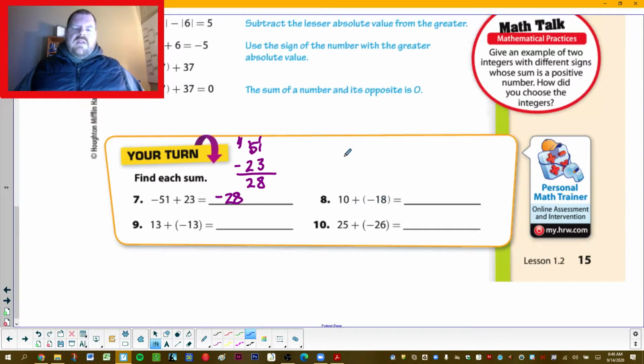10 plus negative 18, I'm going to think about 18 minus 10, which is 8. 18 is the larger number, and it's negative, so my answer is negative 8. 13 and negative 13 are opposites. I get to go right to 0. And lastly here I have negative 26 and 25. 26 minus 25 is 1. Since the 26 was bigger and it was negative, my answer is negative.